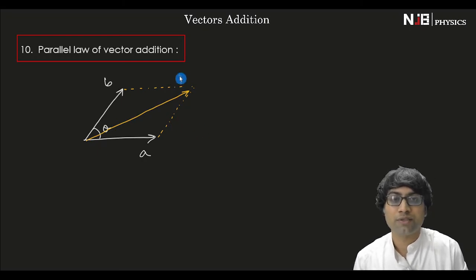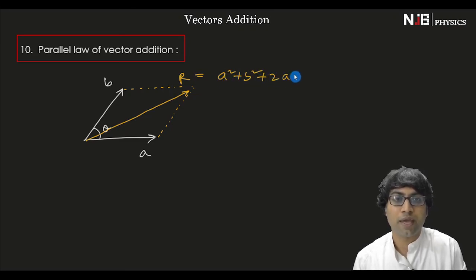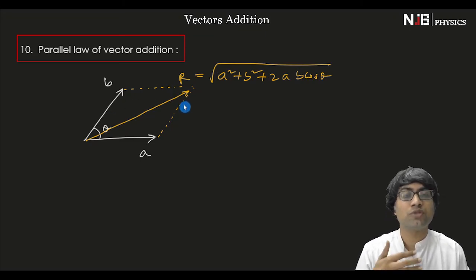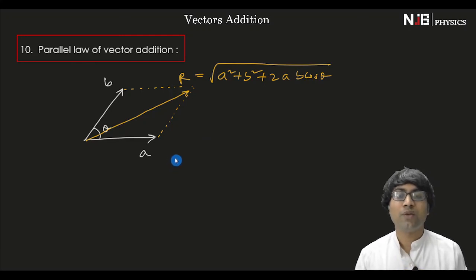So this is going to be the resultant, which is again nothing but equal to the square root of a square plus b square plus 2ab cos of theta. If you look closely, it is nothing but the triangle law of vector addition. If you shift this b vector parallel to itself in such a manner that b starts from the point where a has ended, it is again going to be the triangle law of vector addition only. But this is an alternative perspective in which we can add two vectors.